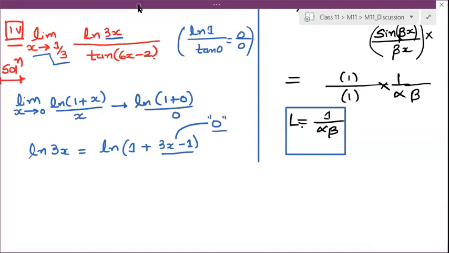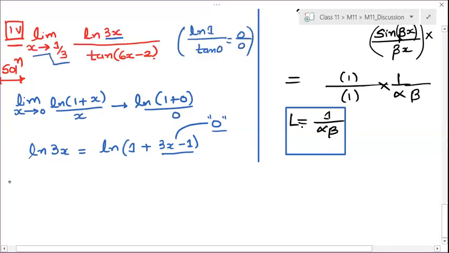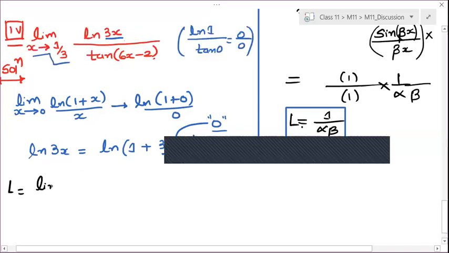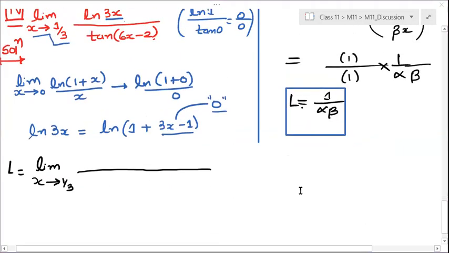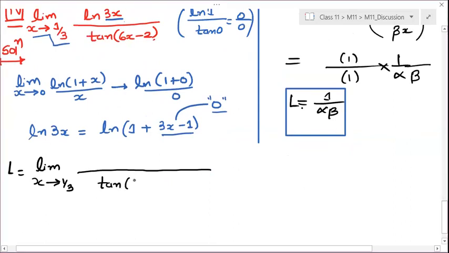So now we will use this over here. So your L is equal to limit x tends to 1/3. So first the denominator is easy, use the denominator. So tan 6x minus 2, for tan 6x minus 2 in its denominator we should have 6x minus 2. So I'm multiplying and dividing with 6x minus 2 over here.